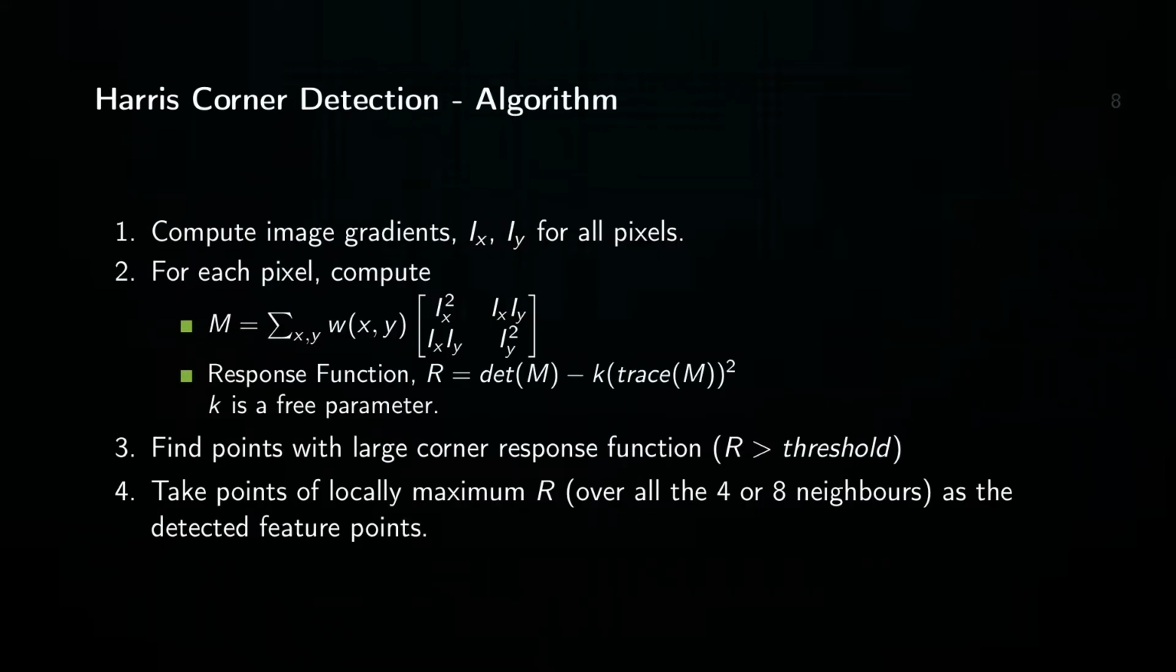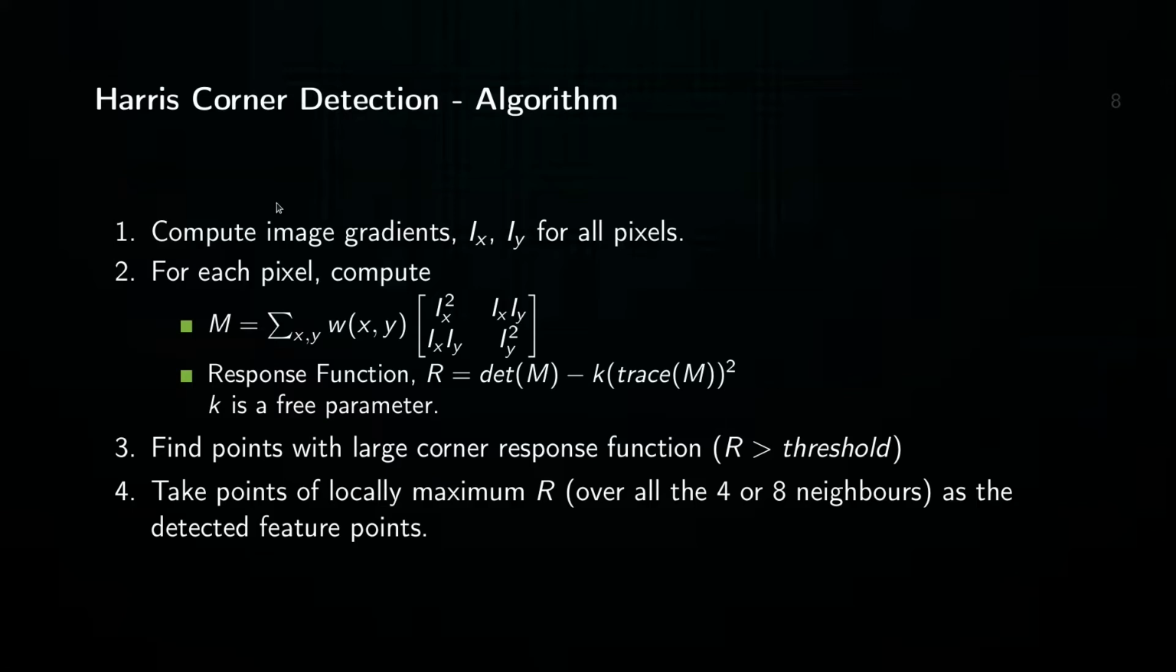Right. So once the response function is determined, we find points with a large corner response function, which is greater than some threshold. And then once we obtain the cluster of these points where the response function is greater than the threshold, we take points of locally maximum response as the detected feature points.